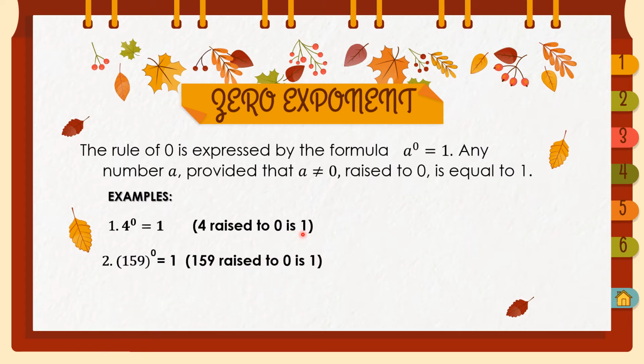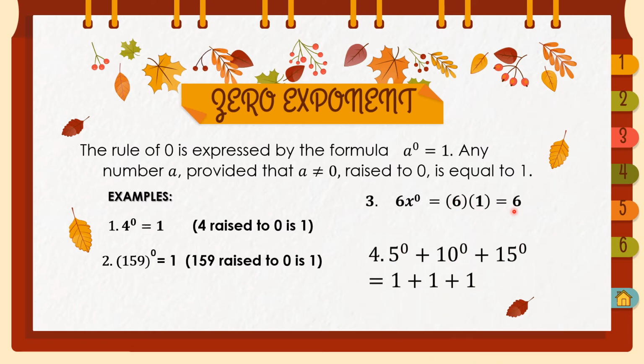Number 2, quantity 159 raised to 0. So, that is equal to 1. Number 3, 6x raised to 0. Kung mapapansin ninyo, yung x lang yung may raised to 0. So, ibig sabihin, si 6, copy, multiply it by x raised to 0, that is equal to 1. 6 times 1, then that is equal now to 6.